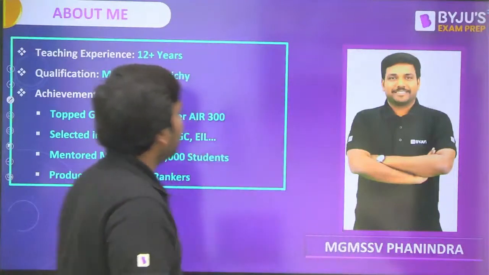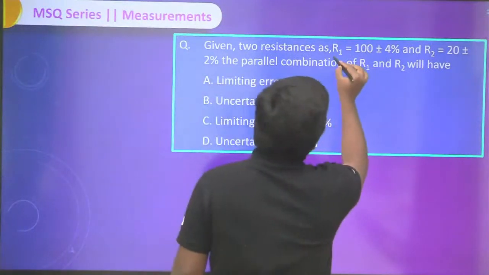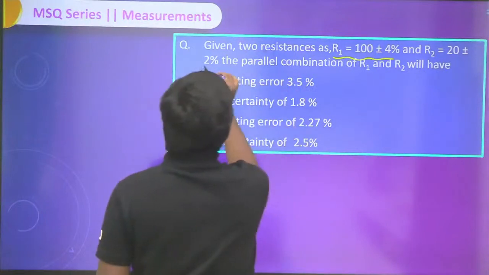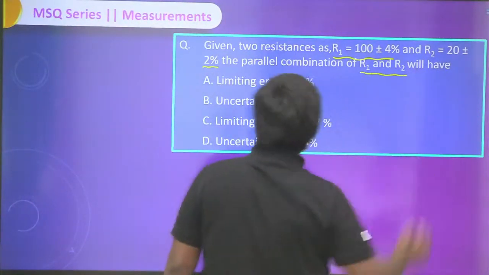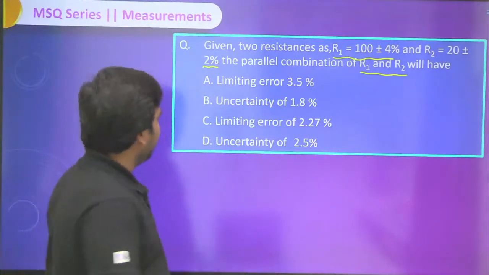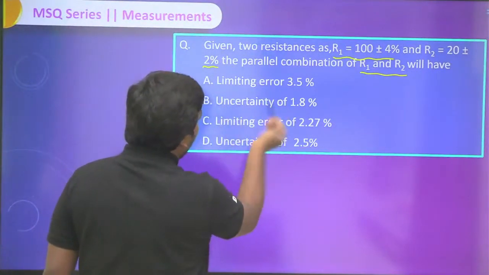Clear? So the first question here is: given two resistances, R1 equals 100 plus or minus 4%, R2 equals 20 plus or minus 2%, the parallel combination of R1 and R2 will have... 4 options are given, and if you see, all the 4 options are completely related to either limiting error or uncertainty.